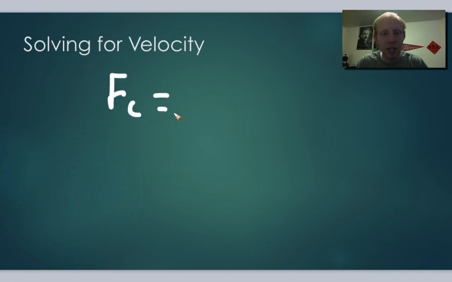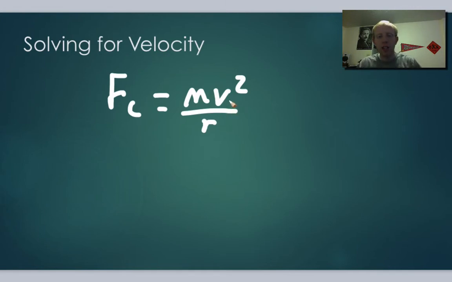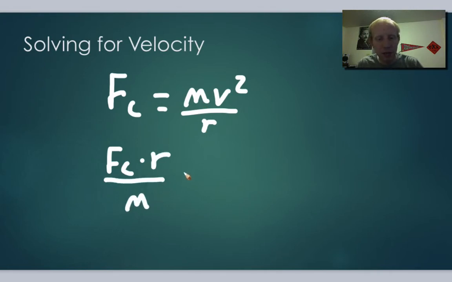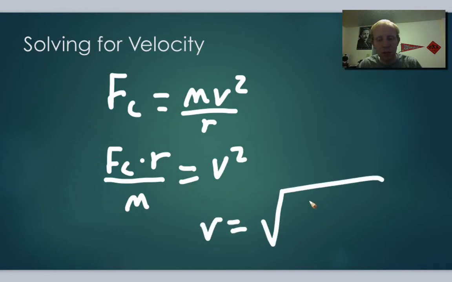So you have Fc equals mv squared over r. If we're trying to solve for velocity, that's times the r over here. So Fc times r, and then let's divide by m. So we get Fc times r over m equals v squared. Then we just square root both sides, and we get that v equals the square root of Fc times r over m.